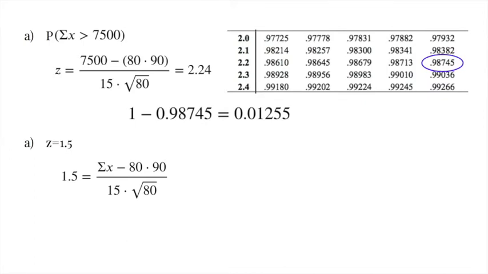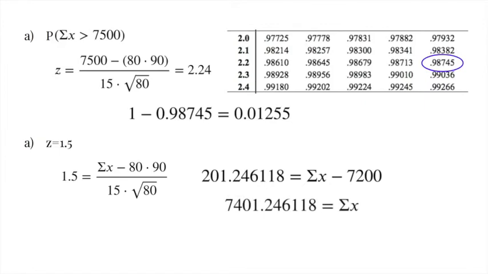Working this out, the first thing we do is multiply by 15 times the square root of 80 on both sides. It gives us 201.246 equals sigma x minus 7,200. We add 7,200 to both sides, and it tells us that sigma x is 7401.246118. We might just round it to 7401, maybe 7401.2, kind of depends. If we know how many decimal places the original data carried, then we'd probably go one more than that. But we don't really know for sure, so it never hurts to have too many decimals.